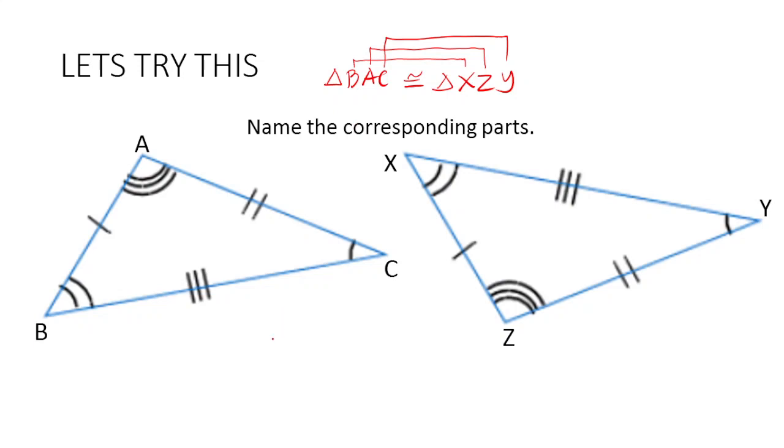Now, let us name the corresponding angles in the congruent triangles. Who would like to name the corresponding angles? Yes, Caitlin. All right, so these are the corresponding angles, and the corresponding angles are congruent. What about the corresponding sides? Any other hand?